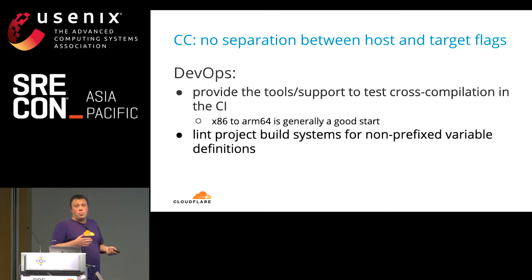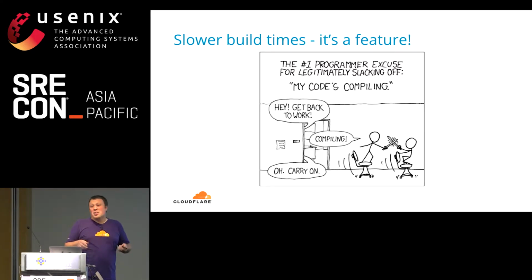And also, based on the advice given above, you can design linters to actually enforce the proper design of the build system, so that each C flags variable needs to have the prefix target or host. So you explicitly know whether these flags go to the target compiler or host compiler. Much easier to debug. The downside is sometimes you get slower compilation times because you're testing both compilation and cross-compilation, but I think it's a feature, right? Because you give your developers a little bit of time to take a break.